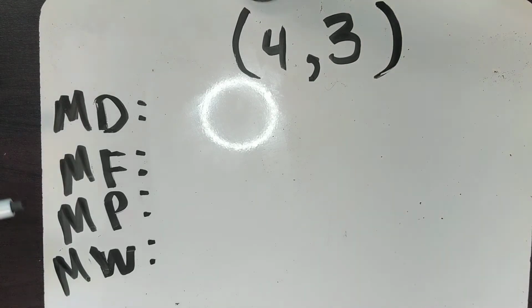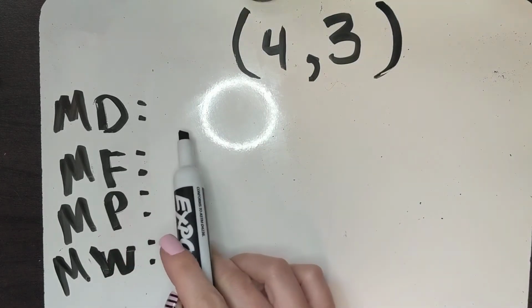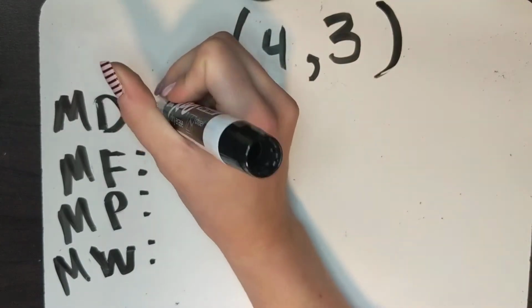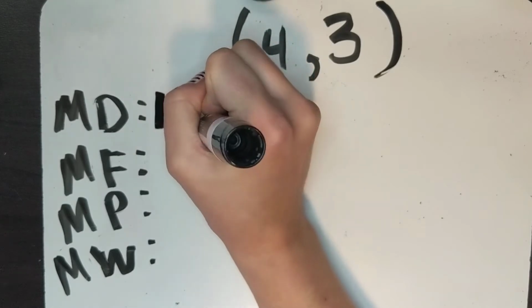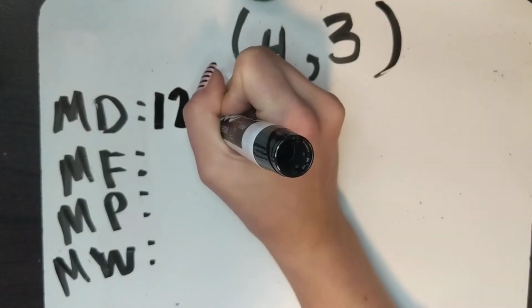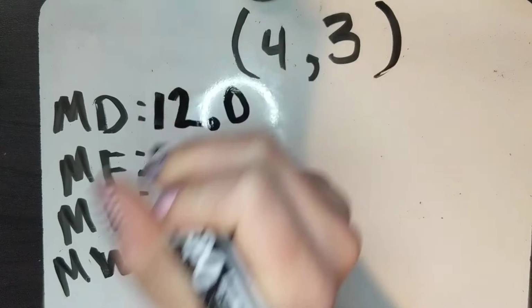So if I have my first slide and it says M on the first letter, what I'm going to do is multiply the numbers in parentheses. So here I would multiply 4 times 3, and I know that 4 times 3 is 12. So what I need to do with that number 12 is write it in decimal form for my first answer. When I write a number in decimal form, I'm going to put the whole number followed by a decimal point and then a 0.